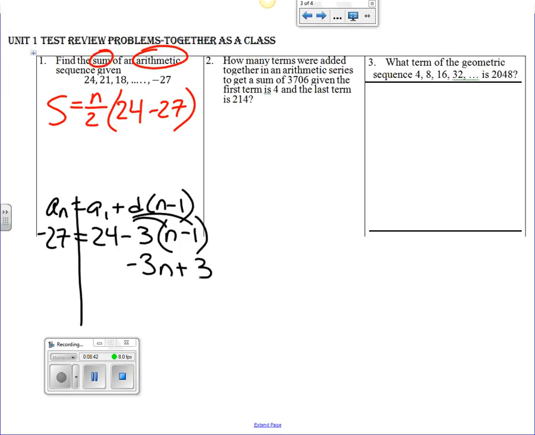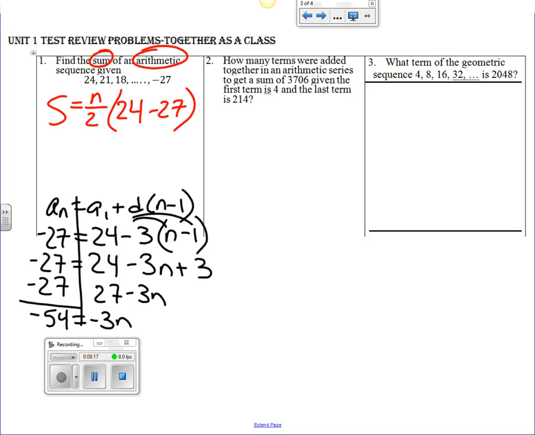So -3N and +3. You could also move the 24 and then divide anyway. There are lots of different ways to do this one, so you don't have to do it this way. Gabrielle, what would I do next up here? I'm going to put these 2 together real quick. What's 24 plus 3? 27. And then I'll move it. No, they don't cancel because that one becomes a negative and they're both negative. All right, -54 equals -3N. Ashley, what would you do next? Yep.